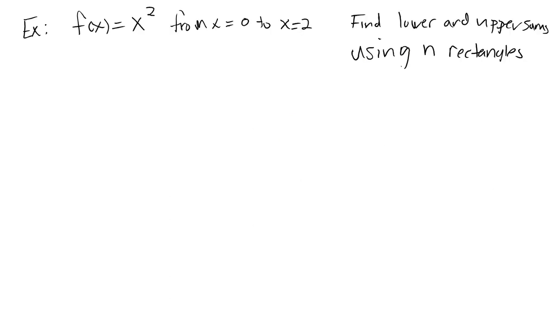So this brings us to another example. This example, we're going to use the function f of x equals x squared. We want to approximate the area from x equals 0 to x equals 2. We want to find the lower and upper sums, and this time we're going to make it even more general than last time. So instead of using a specific number of rectangles like 5 in the last example, we're going to use n rectangles, an unknown number of rectangles.